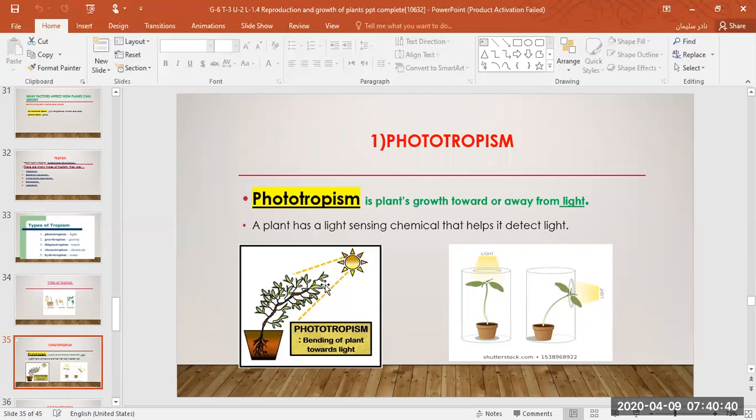Now, how do plants know the direction of light? Plants contain sensing chemicals that help them to detect the direction of light. So that's why the plant will grow toward where the light is. This one also shows how plants can respond to light. Look here, the opening and the direction of light is upward, so the plant is growing upward. In the second one, the direction of light is on the side, so the plant is bending toward the direction of light. So this growth toward light is called what? It is phototropism.